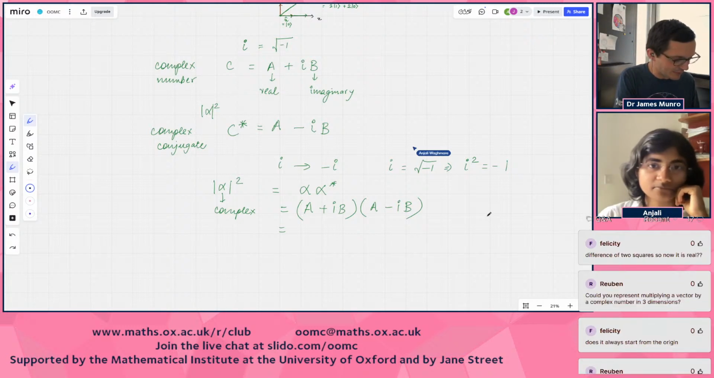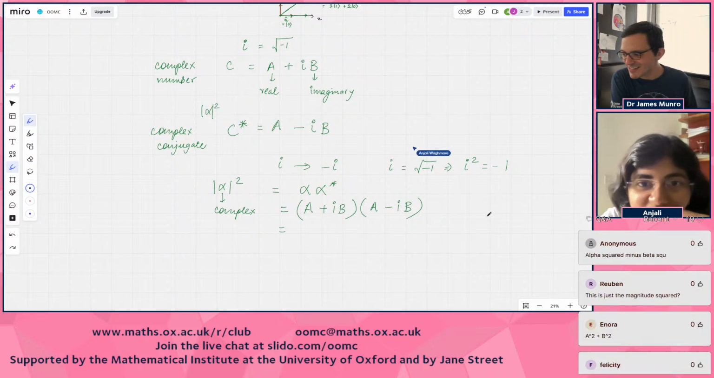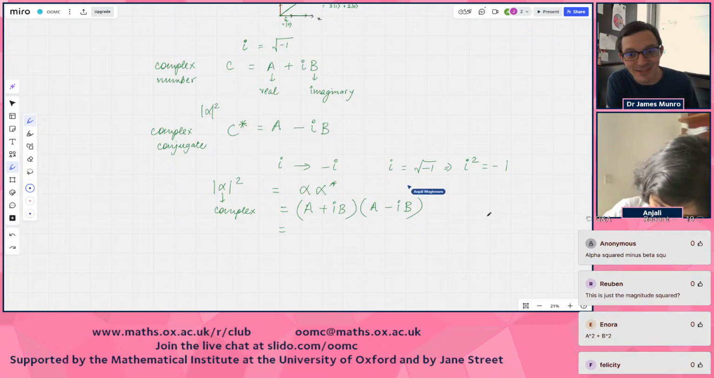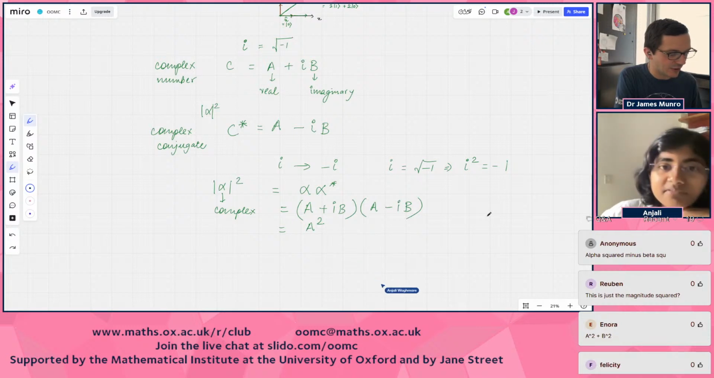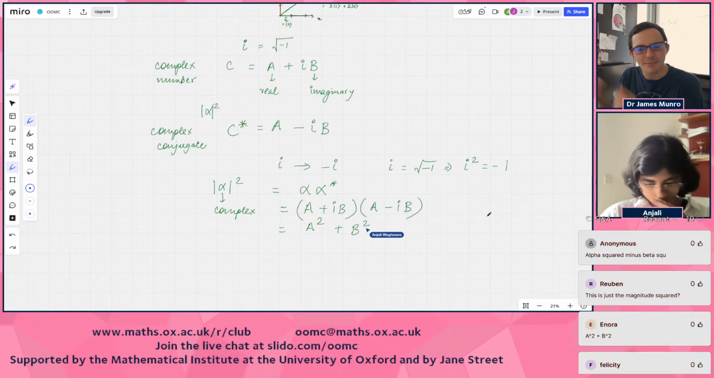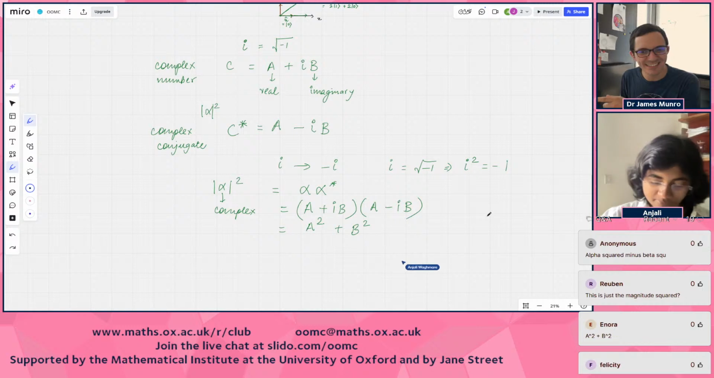Yeah, magnitude squared, brilliant. Okay. So Enora in chat and Felicity says difference of two squares. Great spot. That is the difference of two squares. Yes, and so then the i squared becomes a -1, and it's very nice. So Enora and Felicity and Anonymous say a squared plus b squared. There's a minus in there somewhere. We've seen a squared plus b squared before, I think.